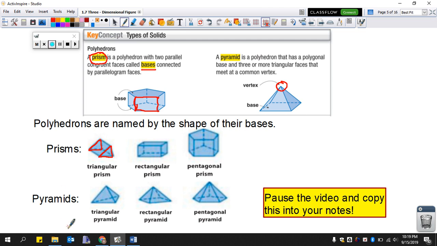When you're talking about pyramids, you have a triangular pyramid. You have a rectangular pyramid. The triangular pyramid has a triangle as a base and then three triangular sides. A rectangular pyramid has a rectangle or a square for a base and four triangular sides. And then a pentagonal pyramid, which has a pentagon as a base and five triangular faces. So pause this video. This is a lot of information. Go ahead and copy this information into your notes.